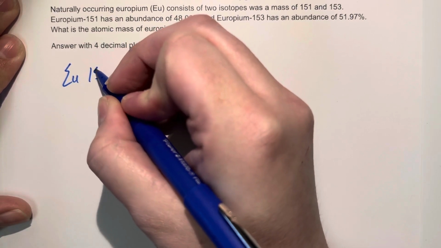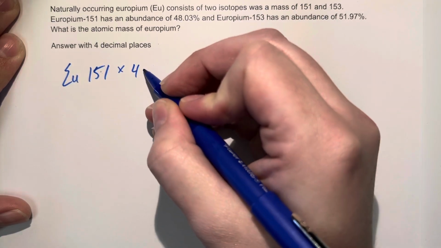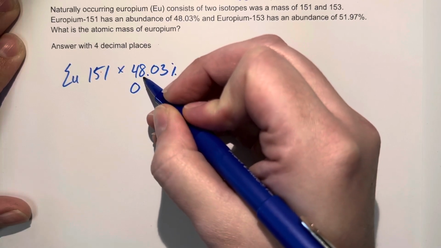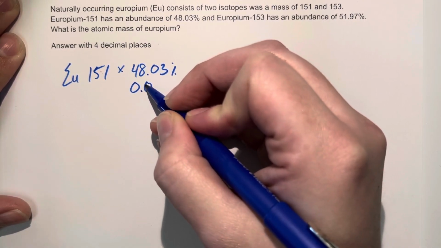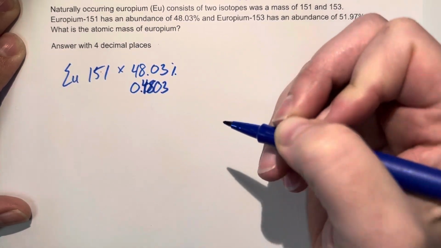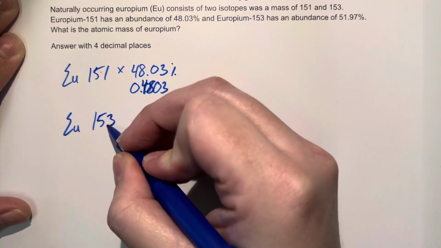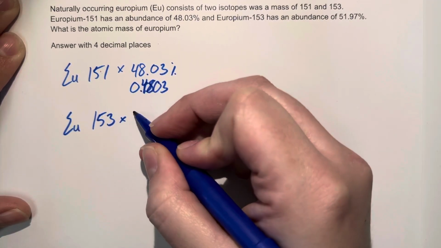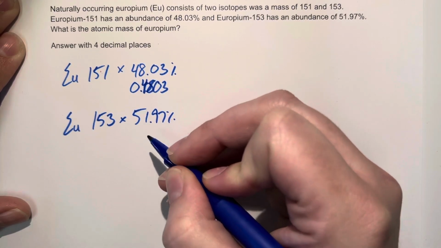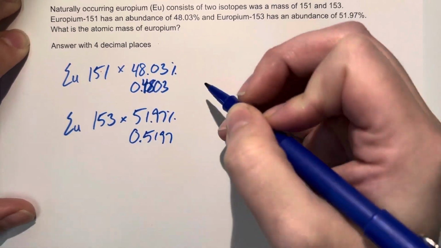So europium-151 has an abundance of 48.03%. In decimal form, I'm going to move it over twice, so 0.4803. Europium-153 has an abundance of 51.97%. In decimal form, moving the decimal over twice, 0.5197.